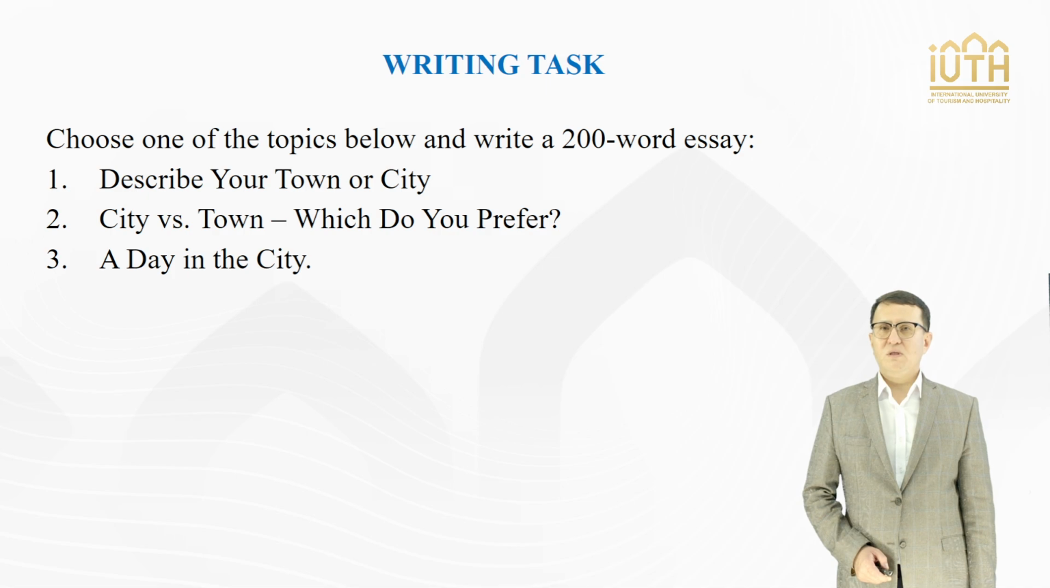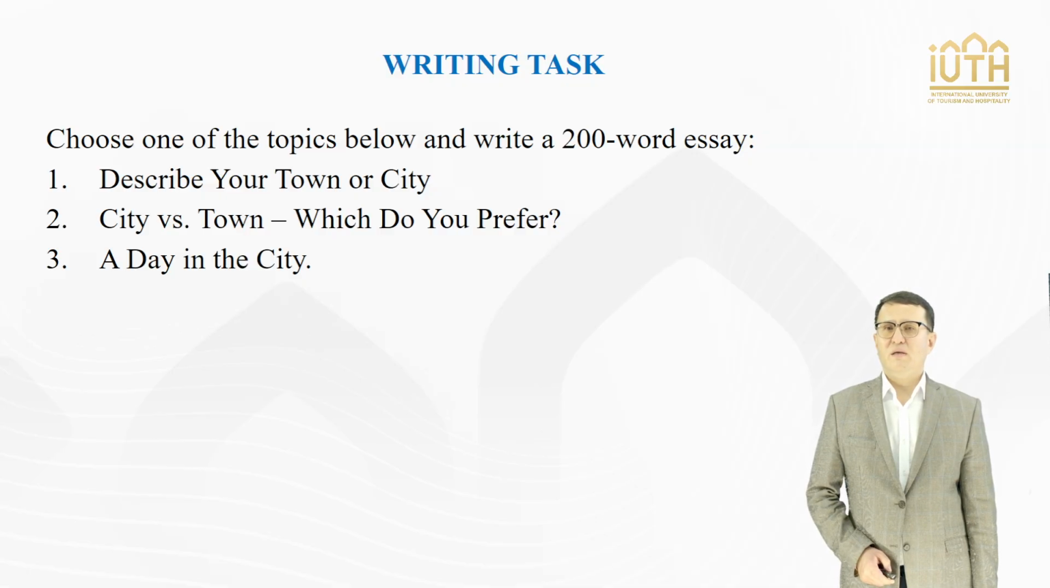Writing task 2. City versus town. Which do you prefer? Would you rather live in a city or a town? Explain your choice. Write about what you like or dislike in each place. For example, noise, transport, shops, people. Writing task 3. A day in the city. Imagine you spent one day in a big city. What did you see and do? Where did you go? Describe your day as if it really happened.